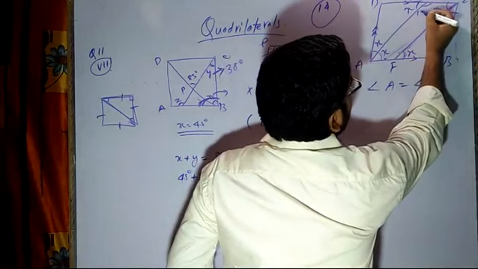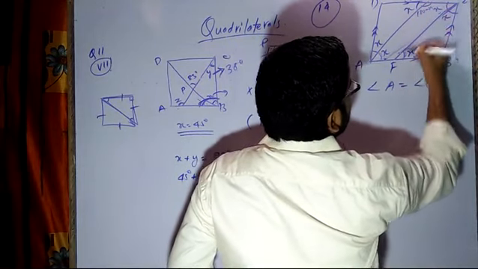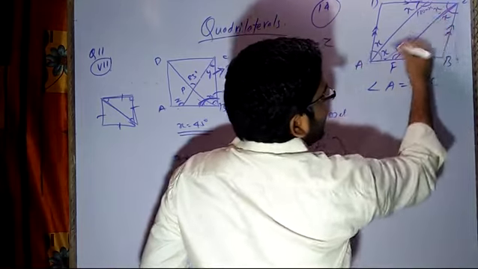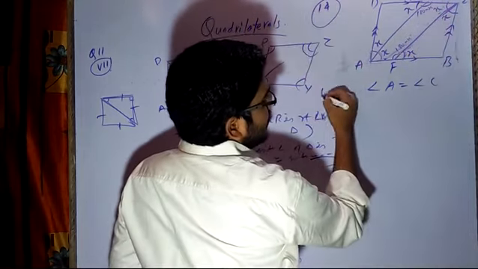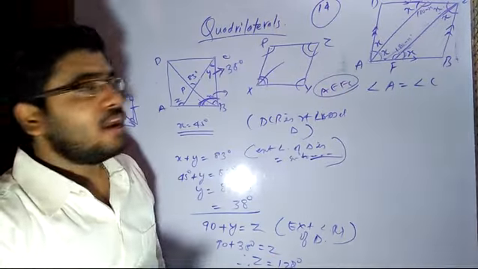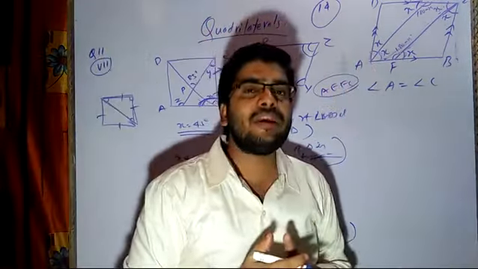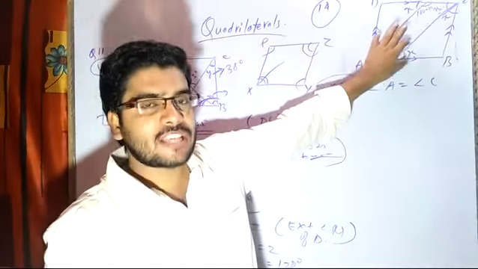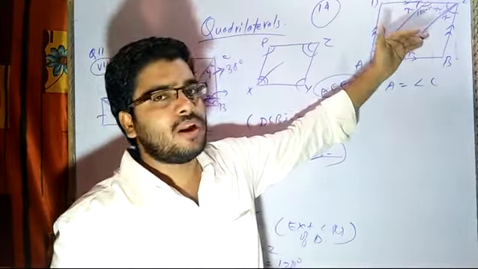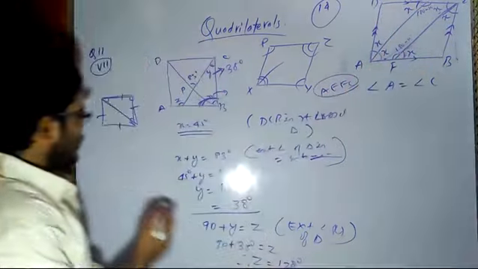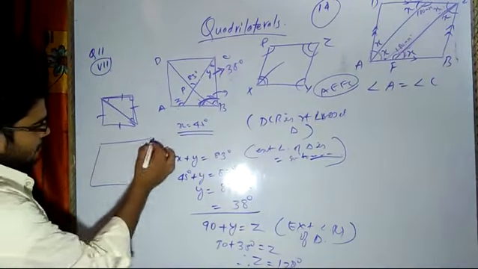This angle will be equal to 180 degrees minus x. This angle is also equal to 180 minus x. Opposite angles are equal. That means AECF is a parallelogram. If it is a parallelogram, opposite sides will be parallel. So my dear students, with the help of the x value, I have made you understand this thing.